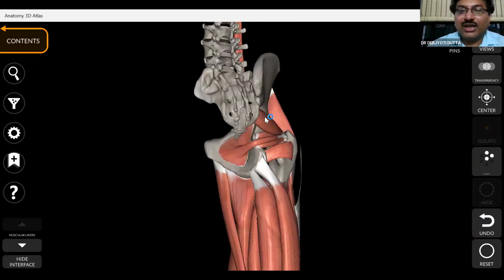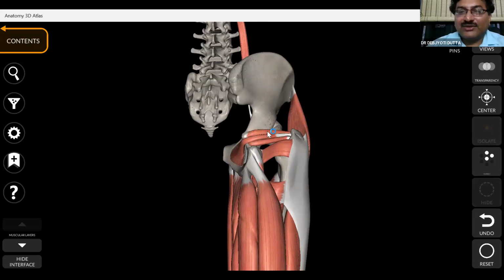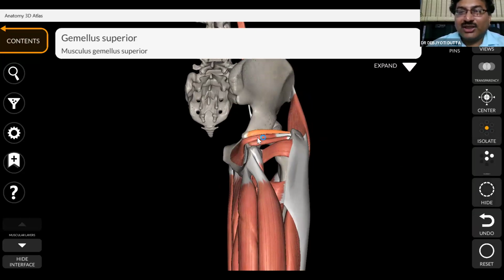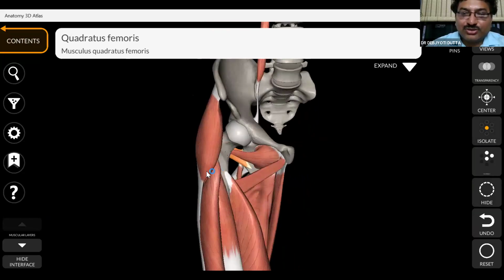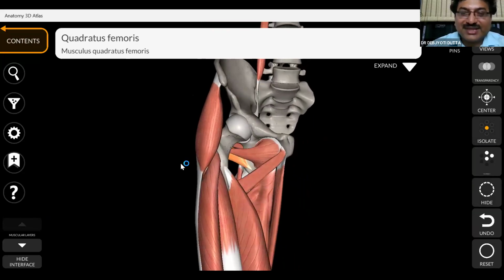And posteriorly, we have the piriformis. Then we have the gemellus superior, then the obturator internus, and the gemellus inferior. And this is the quadriceps femoris. So for the posterior muscles, don't try to remember them now, because we will be discussing them again and again.